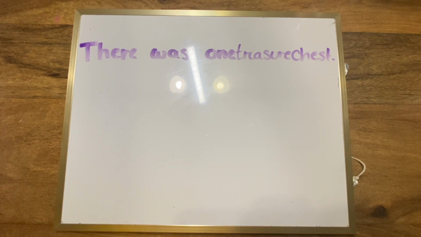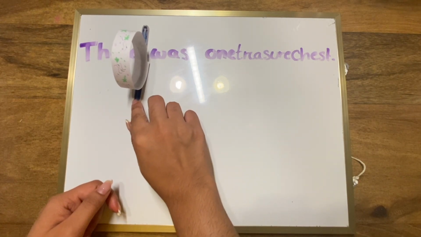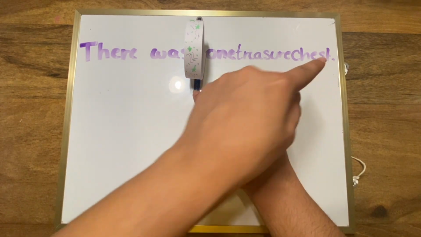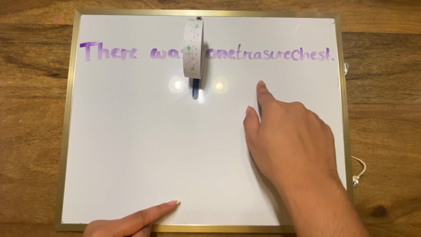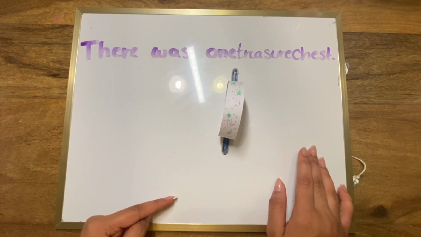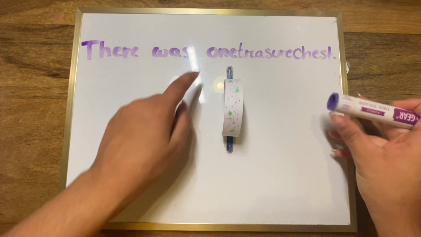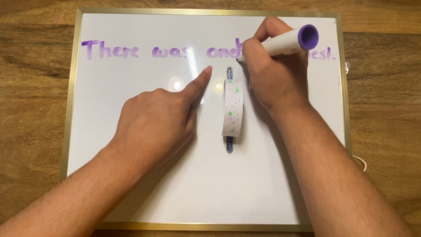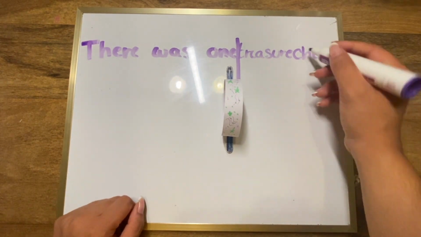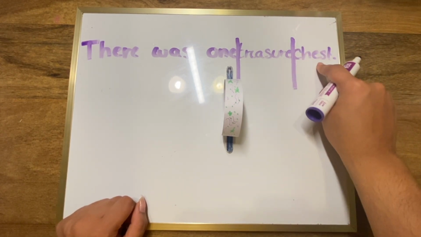Now, let's look at the spacing for this sentence. There's a space between there and was, a space between was and one treasure chest. This seems like a wrongly spaced phrase. So let's try to find the separate words within this cluster of words. We know that one is a separate word, so there should be a space right there. And treasure is also a separate word, so there should be a space right there. And that leaves us with chest.